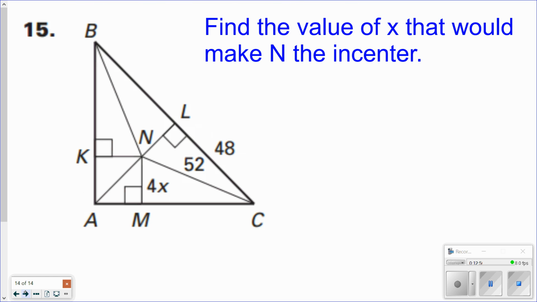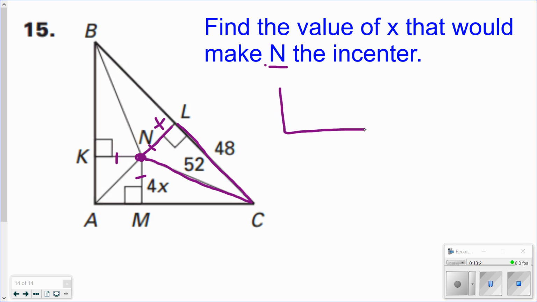And here is our challenge problem of the day, number 15. So we want to find the value of x that would make n the incenter of this triangle. All right. So if n would be the incenter, I know that these segments are congruent. Okay. Well, if I look at what is given, I know this length, I know this length, but I do not know this length of this right triangle. So let's solve for this x value.